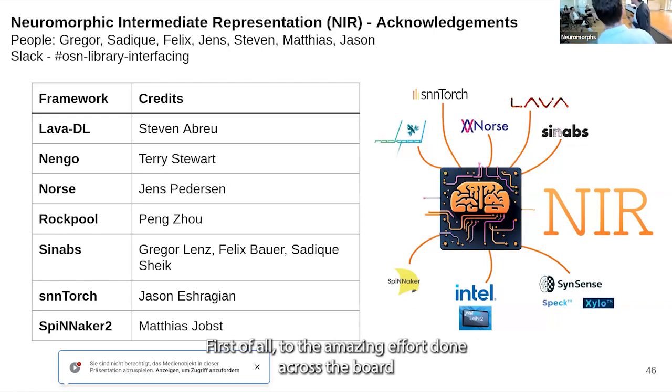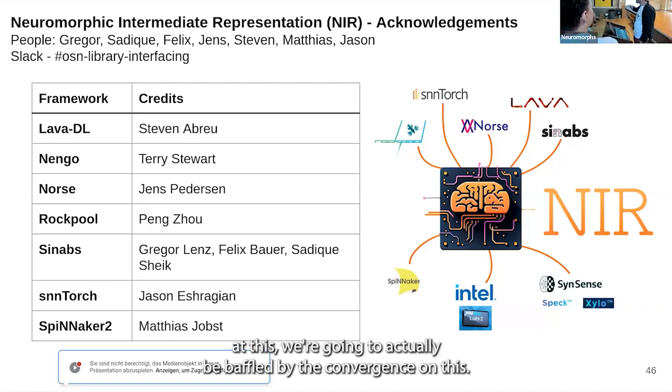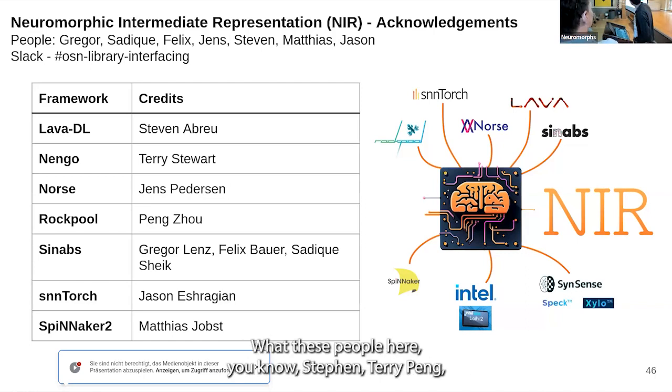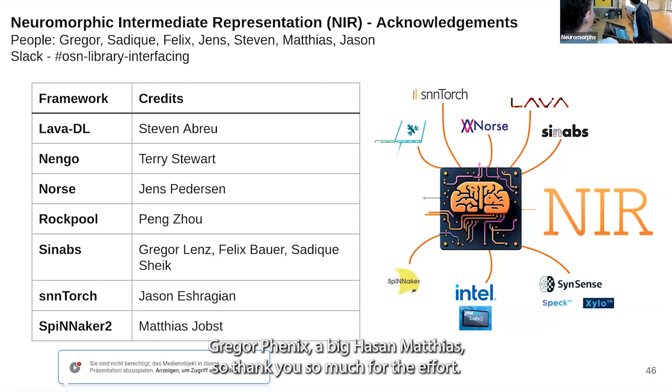So I want to add one more point to this. First of all, credit to the amazing effort done across the board on this work. I'm absolutely baffled by the convergence on this tool here. It's been amazing from all these people: Steven, Terry, Peng, Gregor, Felix, Sadiq, Jason, Matthias. So thank you so much for all the effort.